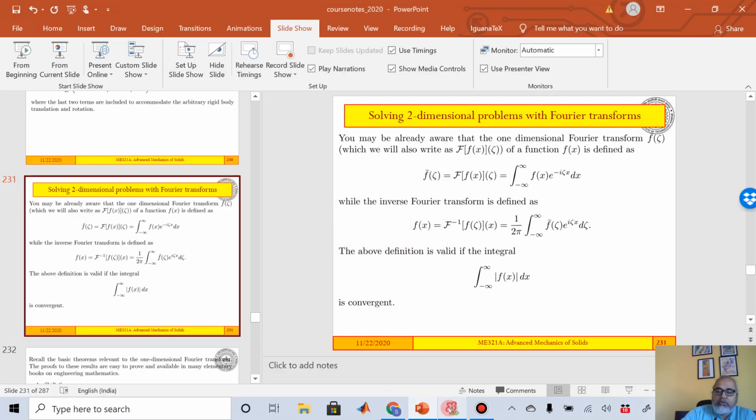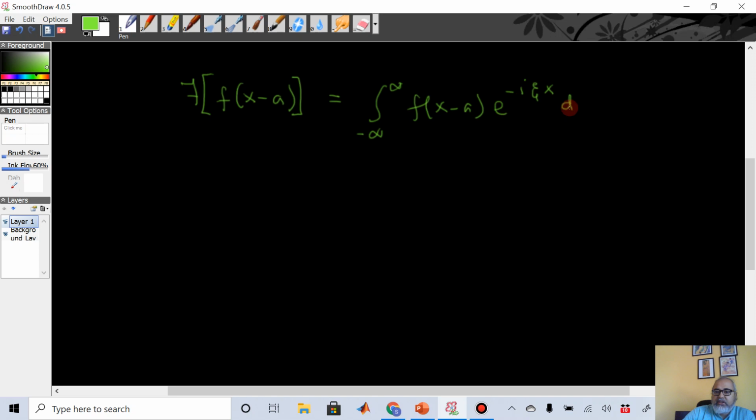So, for example, if we want to do the Fourier transform of f(x minus a), you might have learned about this. This is called the shift theorem. So what you do is integrate from minus infinity to infinity. The Fourier transform of f(x minus a) is equal to the integral from minus infinity of f(x minus a) e to the power minus i zeta x dx. So now take x minus a equal to u, so dx is equal to du.